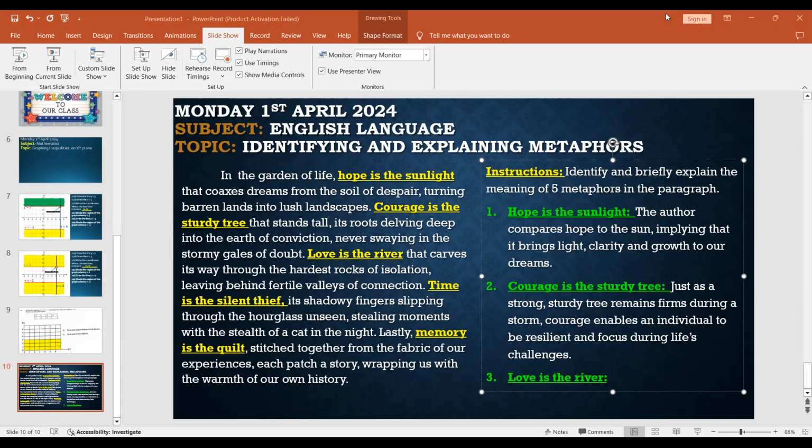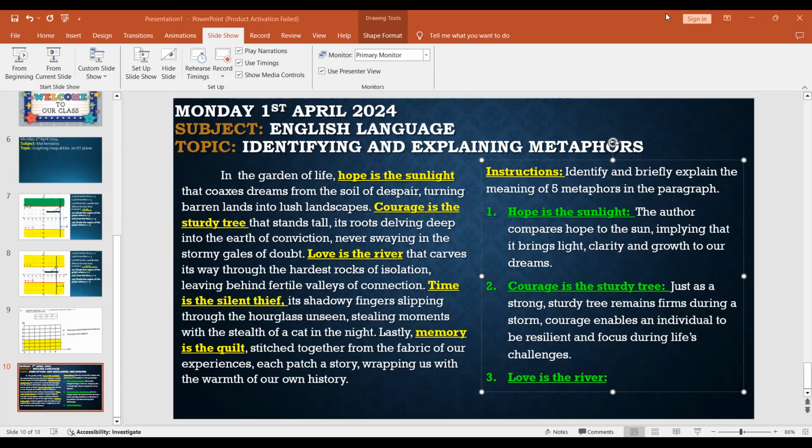Love is the river. Anyone else have an explanation for love is the river? I do. So, go ahead, Jevin. So, like, the river is calm, gentle, and like how life is calm and gentle. Love is like calm and gentle. Literally what Myla said. Jevin, come on, be original. I have one. Go ahead, Nivea.